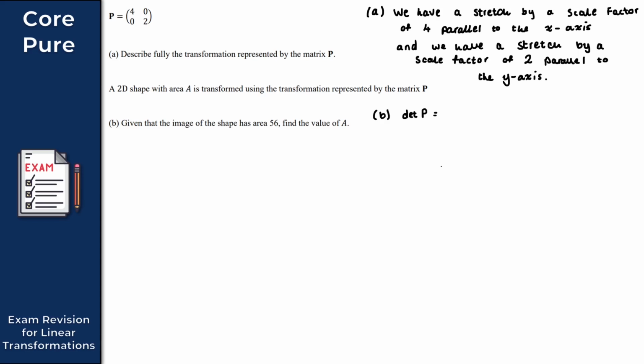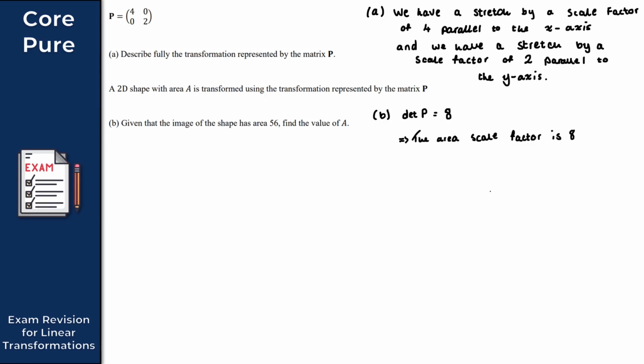The determinant of p here is just simply 4 times 2, which is just 8, right? So we just get 8 there. Perfect. Okay. So det p then is equal to 8. And this value here for the determinant of p, that is the area scale factor. So just make a note here, actually. The area scale factor is this value, right? So the area scale factor is 8.